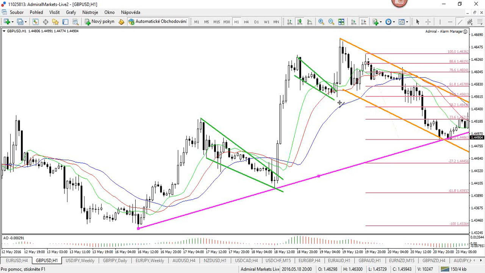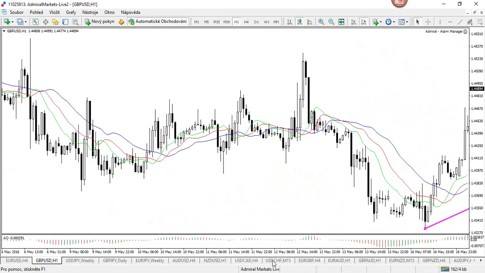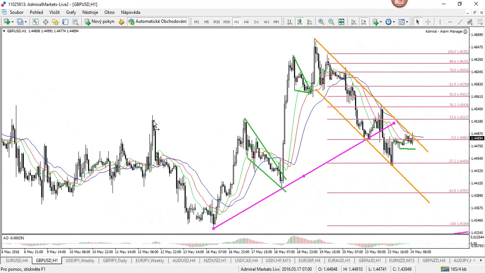Could also be a falling wedge, by the way. Sometimes they are similar. This is more of a falling wedge, actually. Like this, when you connect the dots. But I would like to show you a bull and bear flag, because I just use that as an example. This is the hourly chart, pound dollar.